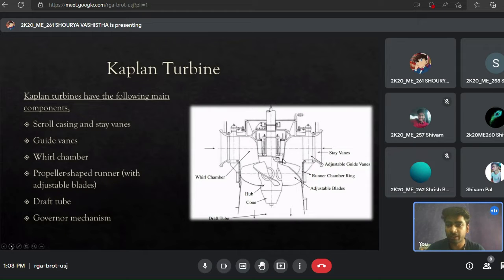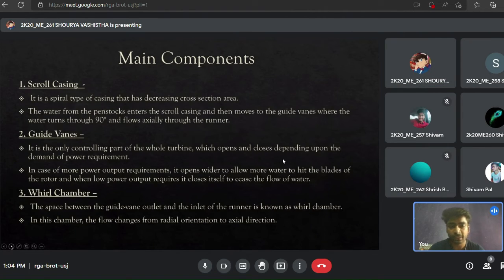The main components of a Kaplan turbine are as follows: scroll casing and stay vanes, guide vanes, whirl chamber, propeller shaped runner, draft tube, and governor mechanism. Next slide. The scroll casing is a spiral type of casing that has decreasing cross-section area. The water from the penstock enters the scroll casing and then moves to the guide vanes, where the water turns through 90° and flows axially through the runner. It protects the runner blades, guide vanes, and other internal parts of the turbine from external damage.